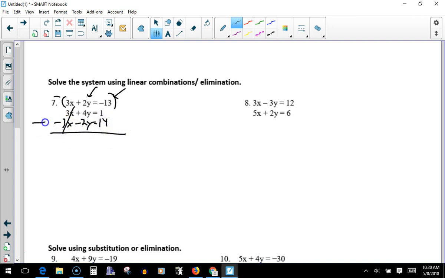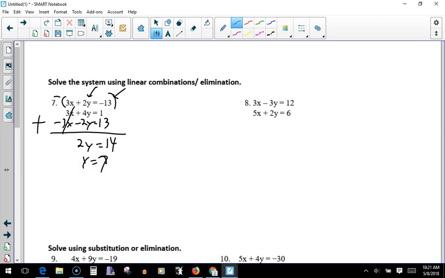My x's cancel when I add these two together, and I get 2y equals, well, I don't get that yet because I don't know where the 14 came from. Sorry about that. It should be positive 13, so that makes 14 here. I was getting ahead of myself on the answer. I divide, I get y equals 7.